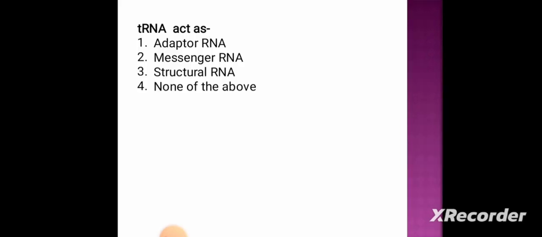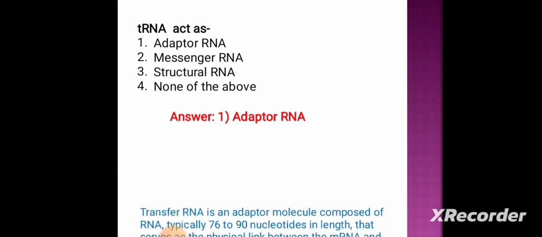The first question: tRNA acts as option 1, adaptor RNA; option 2, messenger RNA; option 3, structural RNA; and option 4, none of the above. And the correct answer is option 1, that is adaptor RNA.